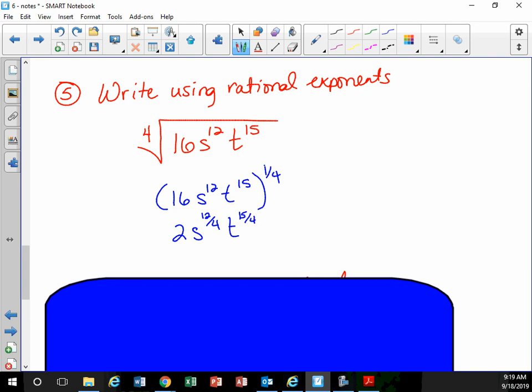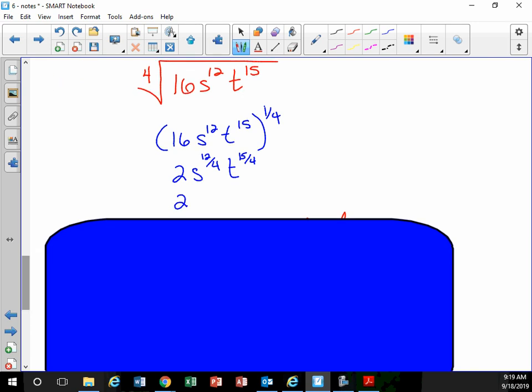And then if you can reduce those exponents, you should. So what is 12 over 4? 3. So this is really 2s cubed. Does 15 over 4 reduce? No, so it's just t to the 15 over 4. That is your answer. If your coefficient was not something that you could take the 4th root of, like let's say it was the 4th root of 9, you would just write 9 to the 1/4. Okay, if you can't actually take that root, that's what I want you to do. Does that make sense? Okay.